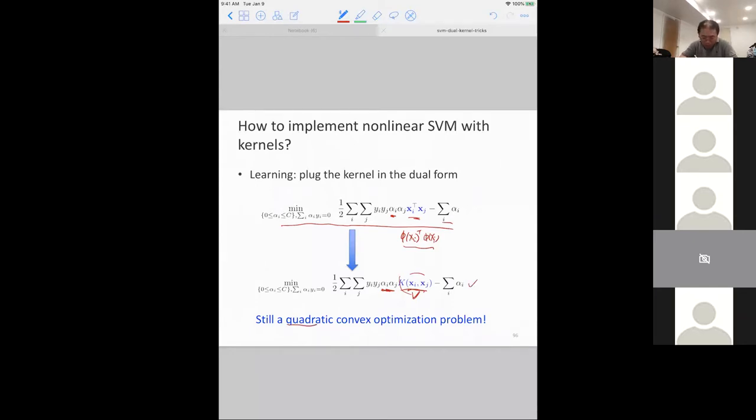It is still a quadratic convex optimization because we are optimizing alpha values. The first term is a quadratic term with respect to alpha values. The second term is their summation. So we are still able to call any off-the-shelf convex optimization algorithm or library to solve it. And the computational complexity is the same. Okay, any questions so far? Is everybody comfortable? Is everyone on the same page?